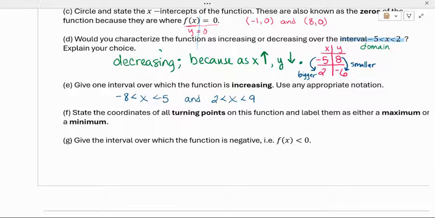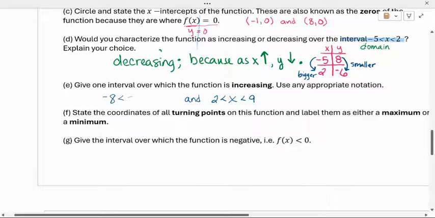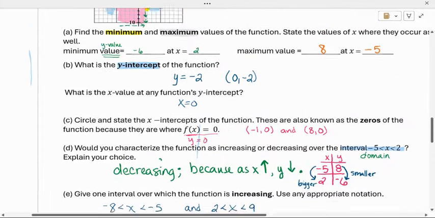Do you notice that when we talk about something increasing or decreasing, I'm not including the number -8, and I'm not including the number -5, because if I was, I would have a line underneath my inequality, right? Does that make sense? So let's look at what's happening when x is -8 and what's happening when x is -5. That's a really important idea.